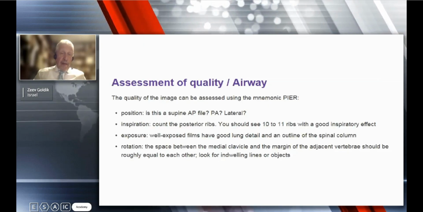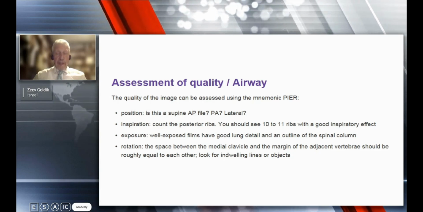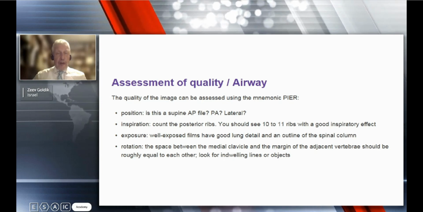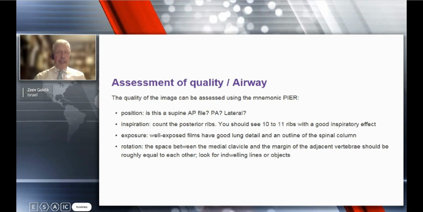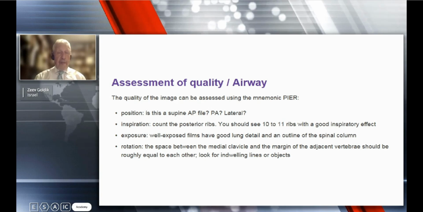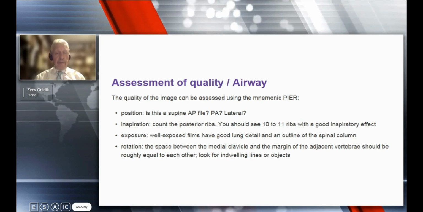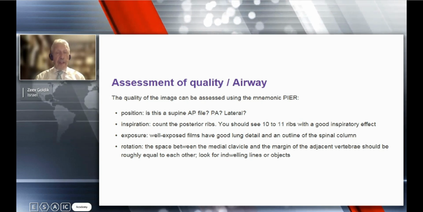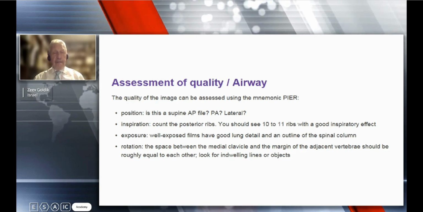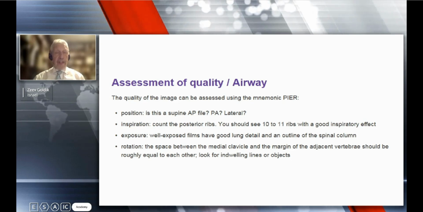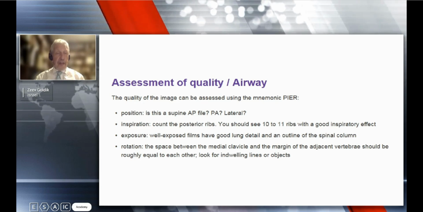So, in order to assess the steps, like we talked about before for the different steps of ECG interpretation, we also have an ABC approach for the different steps of interpretation of the chest X-ray. So ABC. A is two things: assessment of quality and airway. First of all, assessment of quality. For this, remember the mnemonic word Pierre. In order to assess the quality of the chest X-ray, remember the word Pierre: position, inspiration, exposure, and rotation.